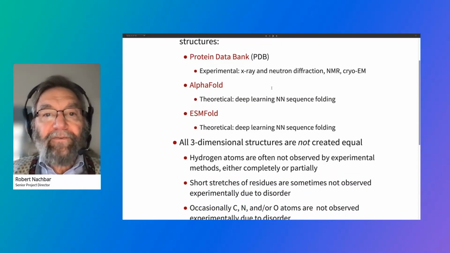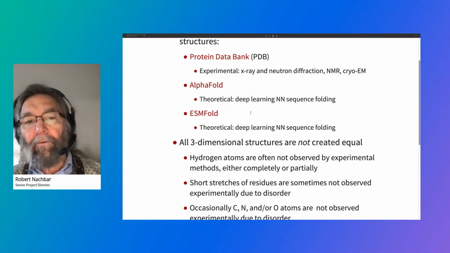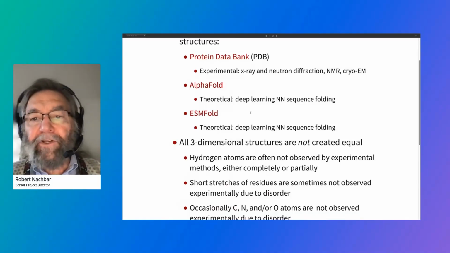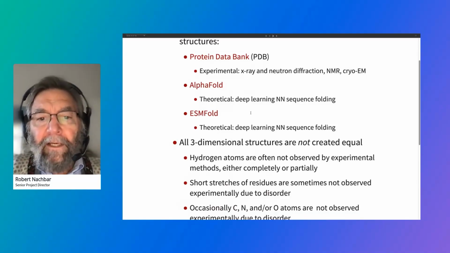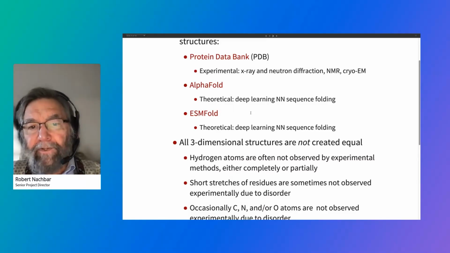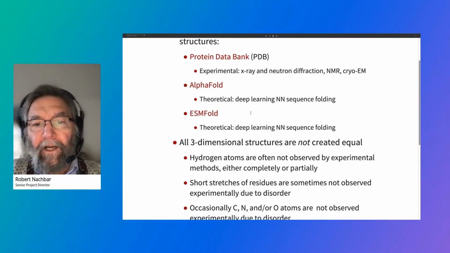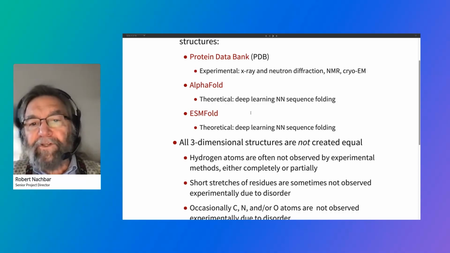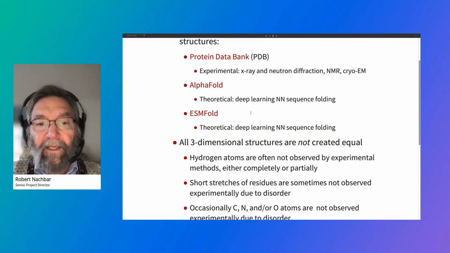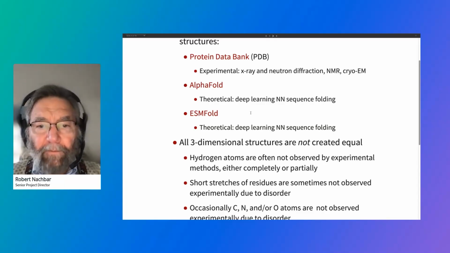All of these different sources of structures, though, are not created equal. Oftentimes, hydrogens are not observed by experimental methods, either completely, so that there are no hydrogens in the deposited structure in the database at all, or sometimes partially. It might have 98% of the hydrogens, but a few were exchanging with water molecules too frequently to be observed well, to get a good diffraction reading, and so they weren't determined. Or other types of disorder will cause that problem.